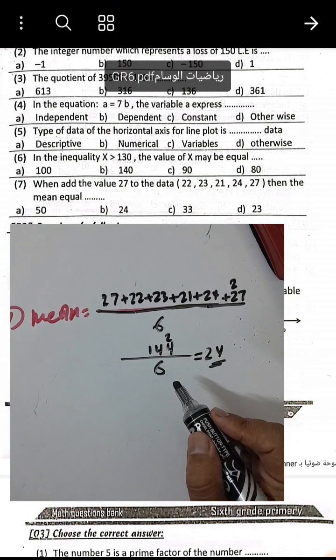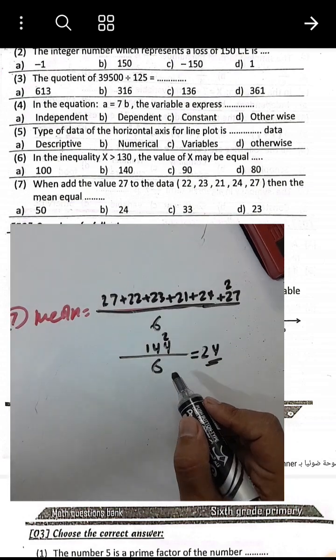We know the mean equals the sum of all the values divided by the number of the values.